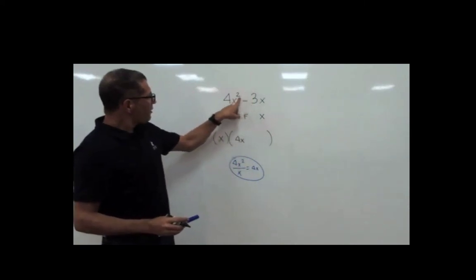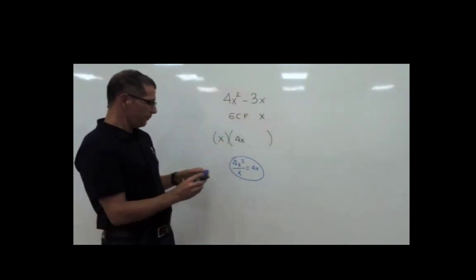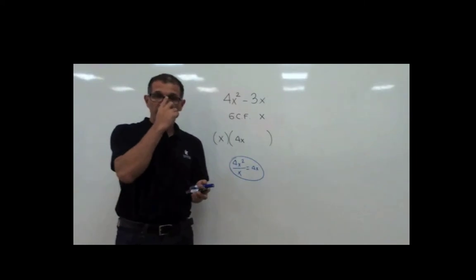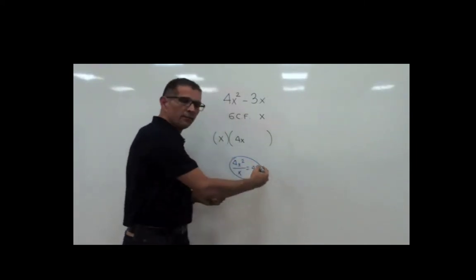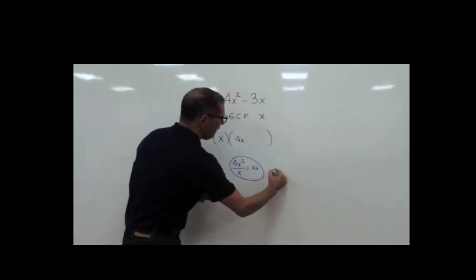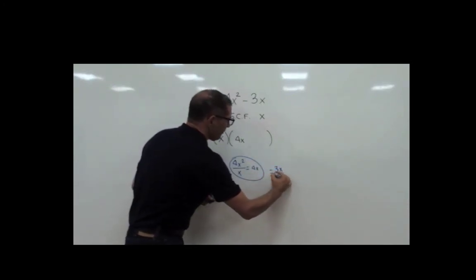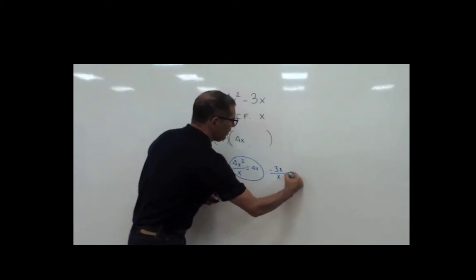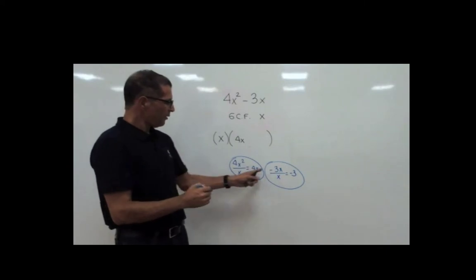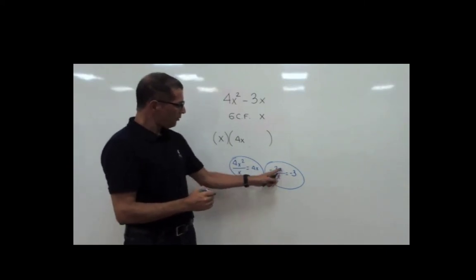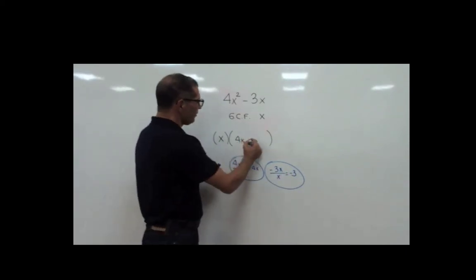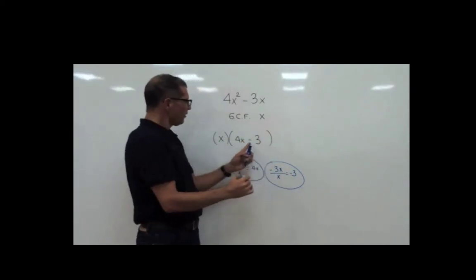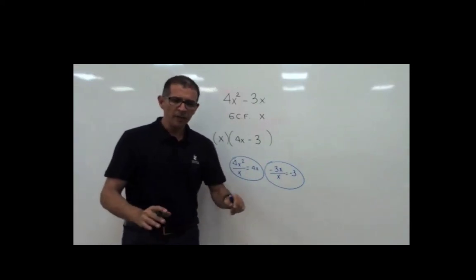Now we need to divide this term by this one here. We can divide mentally, or if you prefer, we can solve it apart. Negative 3x divided by x equals negative 3. We cancel out these two x's, and we have left negative 3. So the second term that goes inside this factor is negative 3.